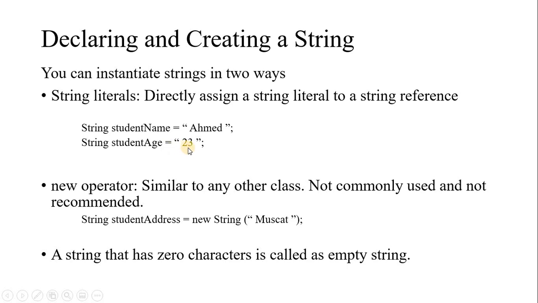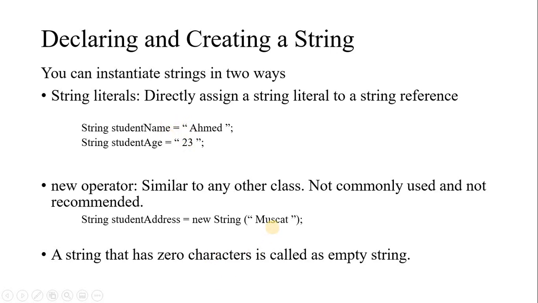Though we have given a number, and we know that this is a number, when we call this student age, it is stored as a string. If we want to process it as a number, we have to convert this value. You can directly assign the value like this. Otherwise, we can also use the new operator to create an object. For example, String, object name, equals new String of whatever value you want. Like Ahmad we gave here, you can also give here, in double quotation marks. So either you can directly assign the value or use the new operator to create the string. This is creating a string, directly assigning the value.